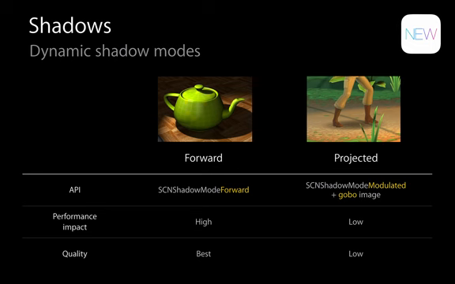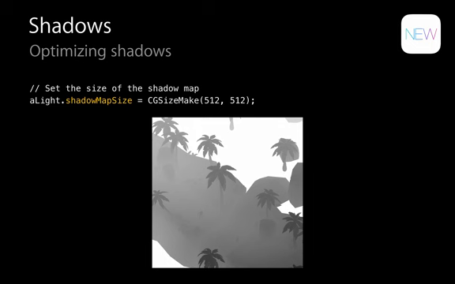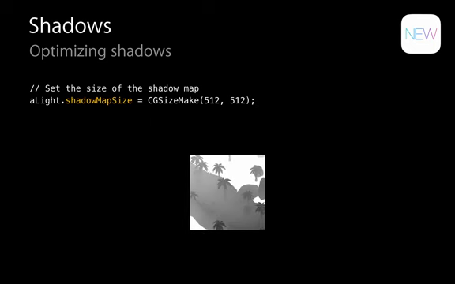If you are using dynamic shadows, there are still a few things you can do to optimize the performance. The first thing is to play with the size of the shadow map. When you are using dynamic shadows, SceneKit computes such shadow maps at every frame, typically by rendering your scene from the light's point of view. So if you are fill rate limited, setting the shadow map size to a smaller size will reduce the fill rate impact of the shadow map computation.